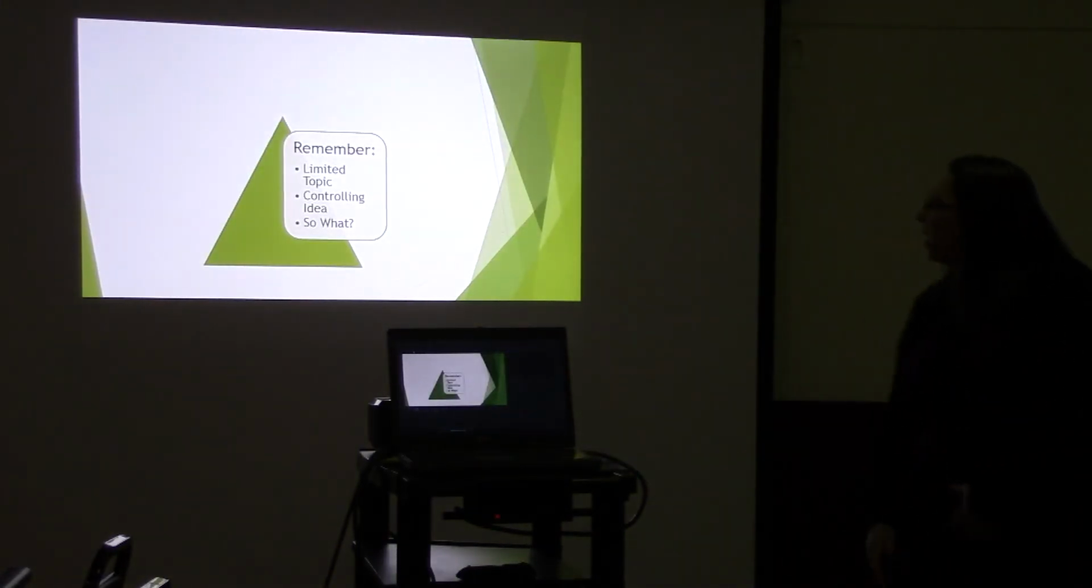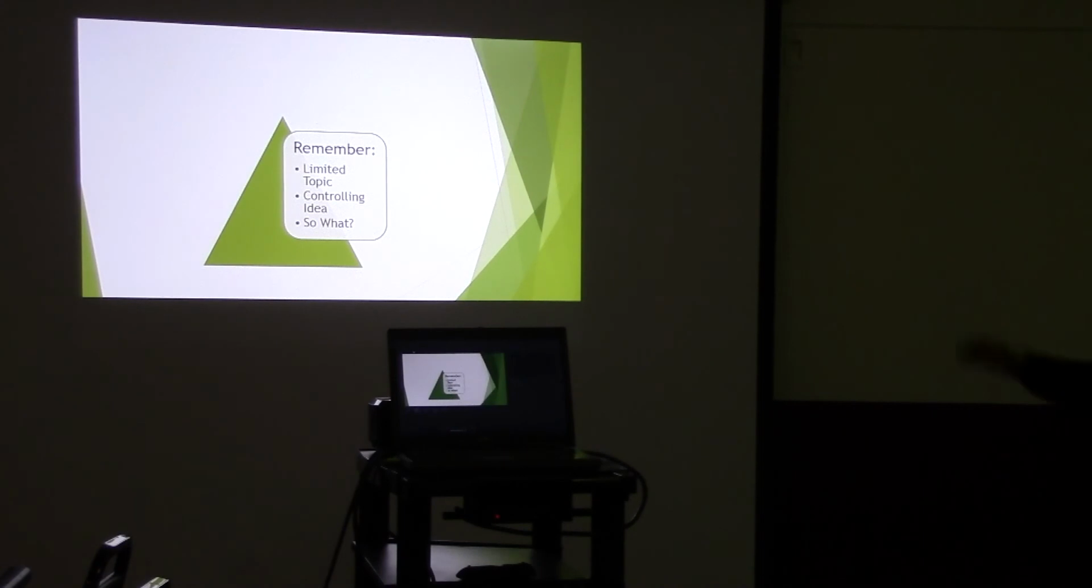Okay, so just as a reminder, the three components of a thesis statement. When you guys are putting together your thesis statement for whatever class it is, remember that you need those three things. How limited can you make your topic? What perspective or belief are you going to argue? And why should anyone care about this topic?